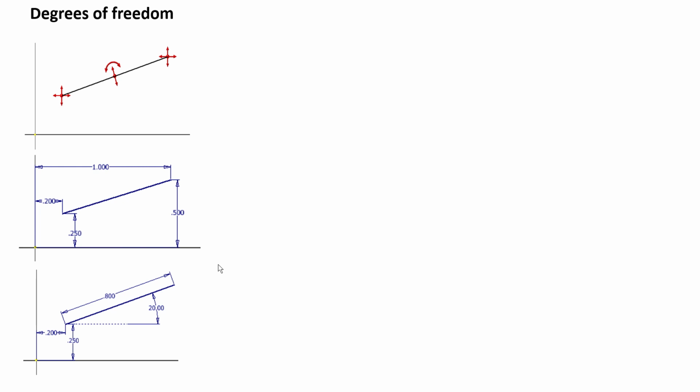It will be tedious if you have to do dimensions for all the lines and circles in the drawings. There will be so many dimensions. That's why Inventor uses something called constraint. It will allow you to minimize the use of dimensions.